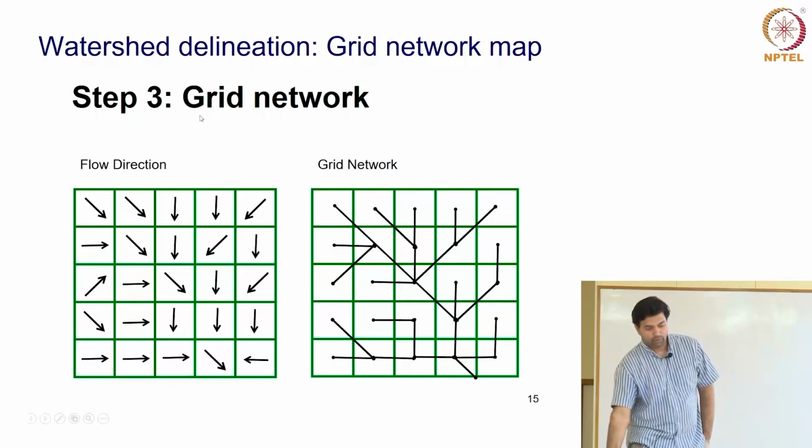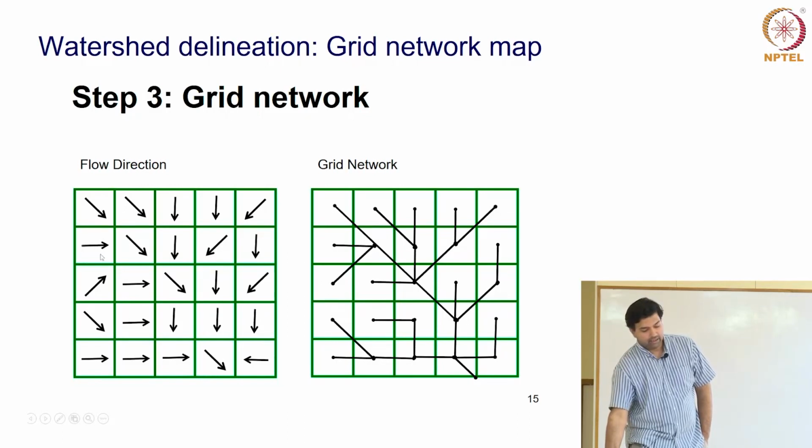Since we know what direction water is flowing, we connect all the lines where water is flowing. Basically you go from your flow direction map to your grid network map. Now you start seeing the origins, or the initial beginning, of the stream network.